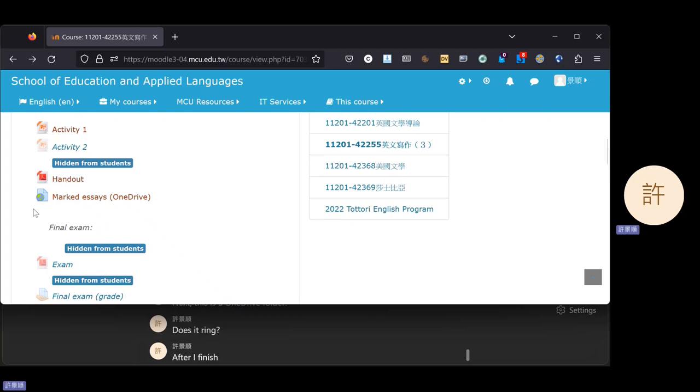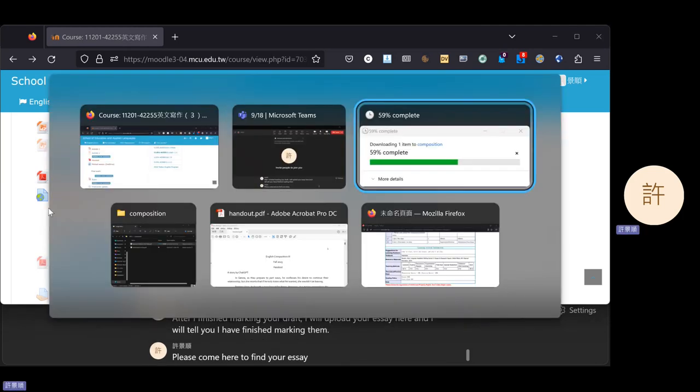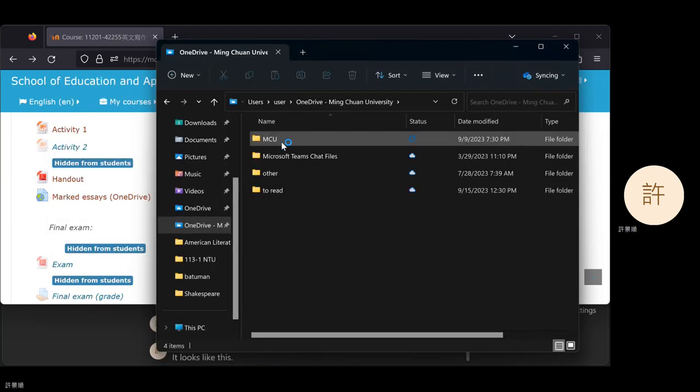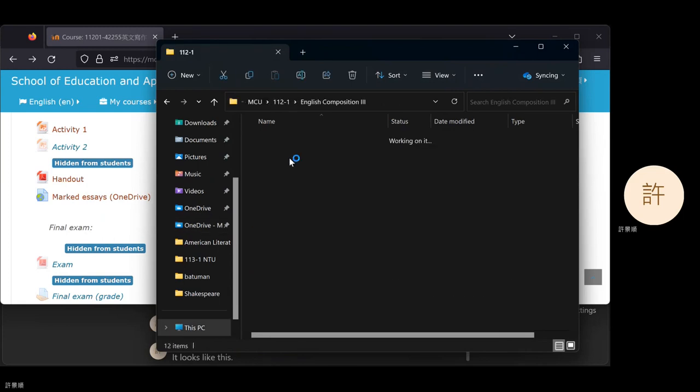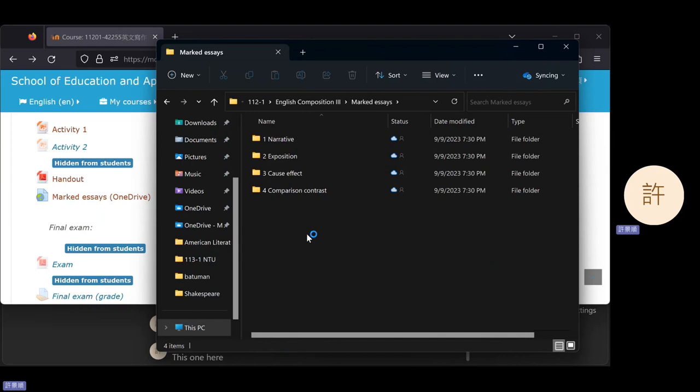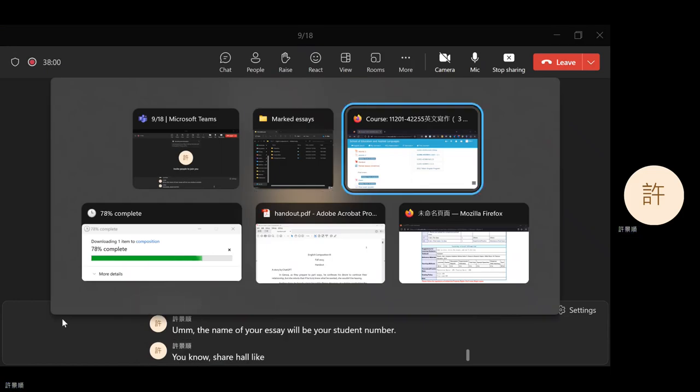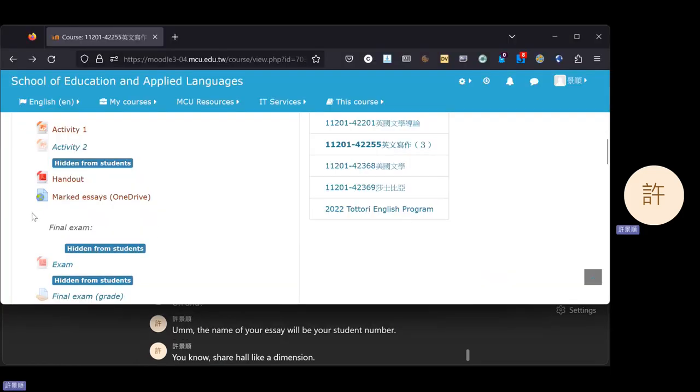After I finish marking your draft, I will upload your essay here. And I will tell you, I have finished marking them. Please come here to find your essay. It looks like this. The name of your essay will be your student number. So when I say I have finished marking your essays, go here to find your essay.